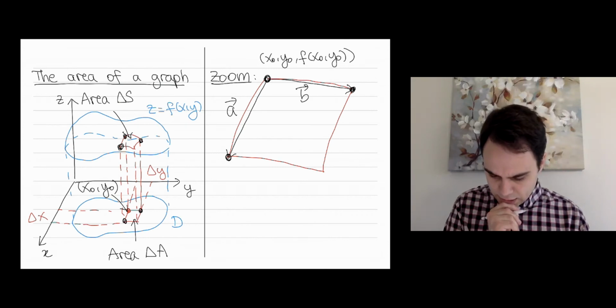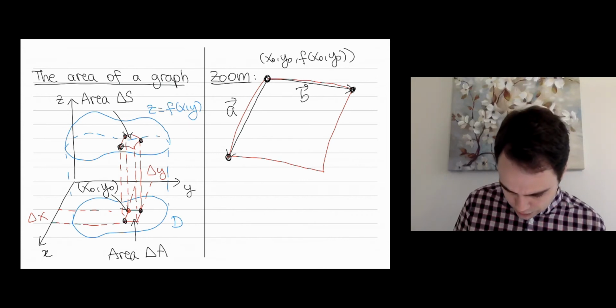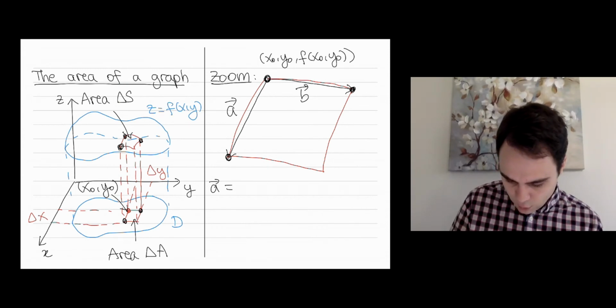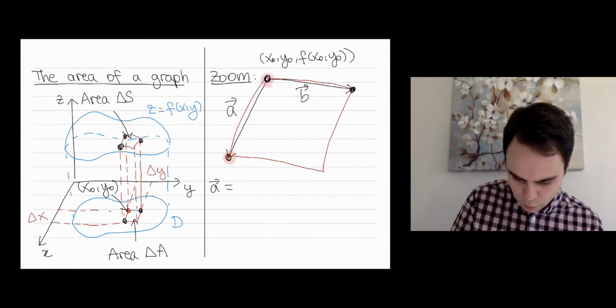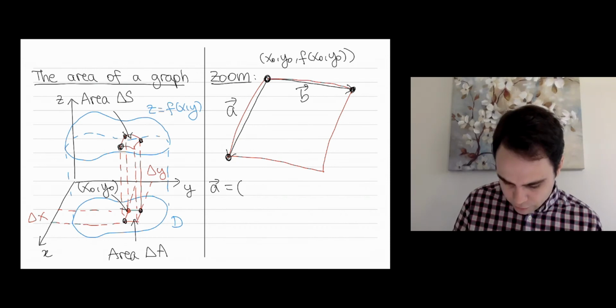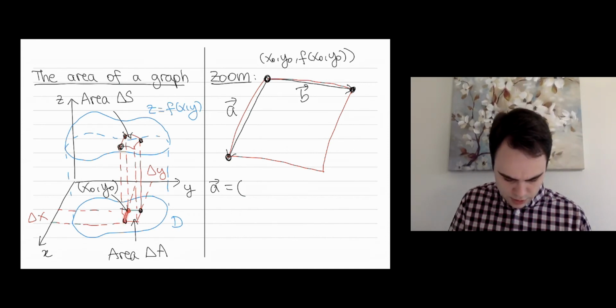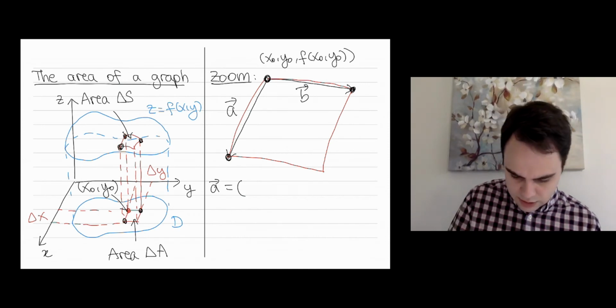Now let's work out what A and B are. First, the exact formula for A is the coordinates of this point minus the coordinates of that point. So what's the difference in the x-coordinates of these two points? The difference in the x-coordinates of these two points is this difference here, that's delta x.